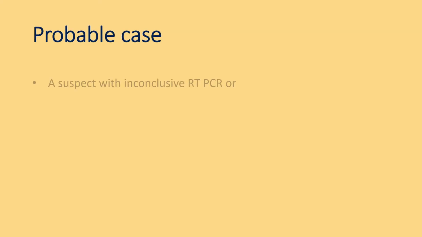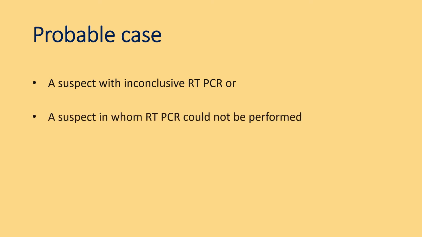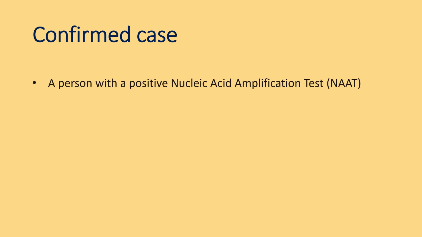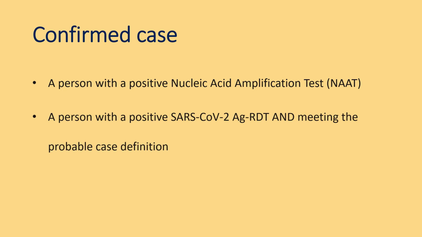A probable case is a suspect with inconclusive RT-PCR, or a suspect in whom RT-PCR could not be performed, as in cases of demise prior to testing. Confirmed cases are those with a positive nucleic acid amplification test, or a person who is positive with rapid SARS-CoV-2 antigen test and meets the case definition for a probable case.